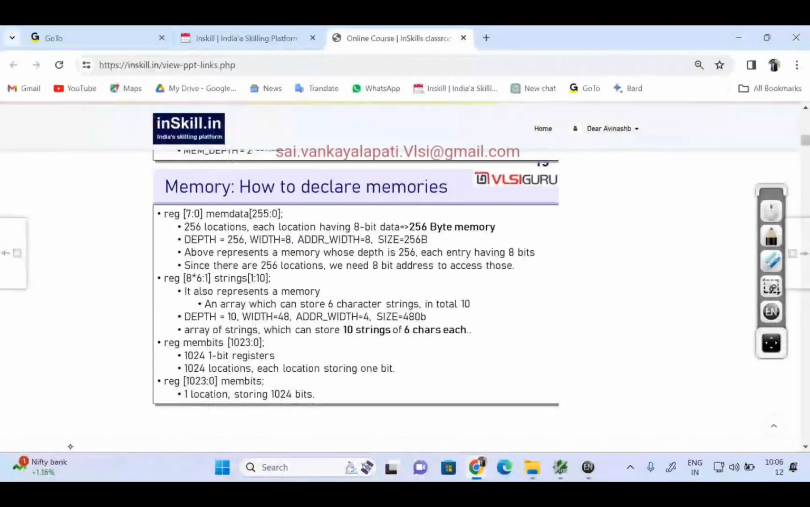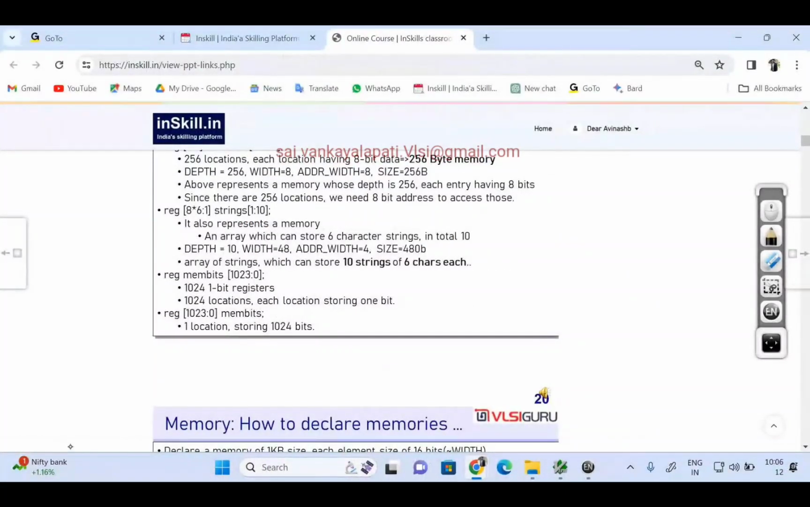Now let us go to the next example. What about this? Register memory bits 1023:0. What does this indicate here?